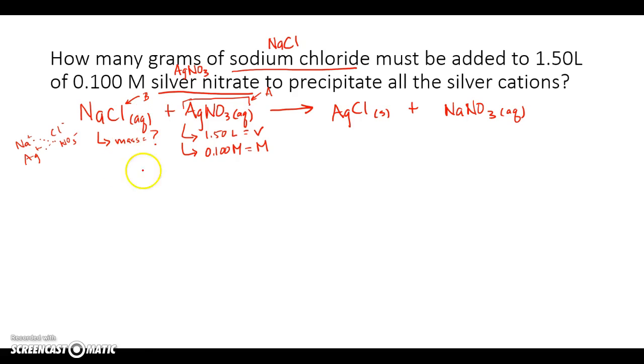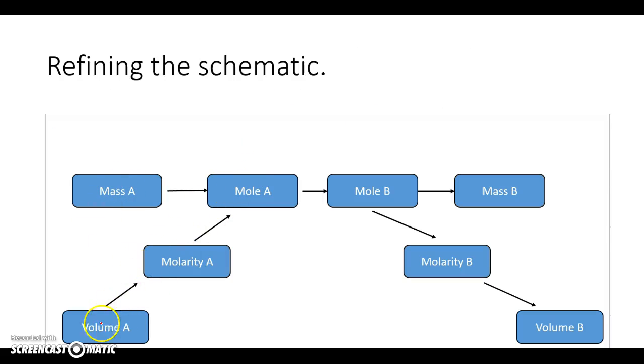So let's see how we can use that schematic to work our way through this. So we're at A right over here, and it looks like we have volume and molarity, and we want to go to mass B. So the schematic we would use is we'd start with volume here, and then move to molarity. Molarity will let us move to moles. Mole A will allow us to get to mole B, and lastly we can get our answer of mass B. So this is the schematic we'll be using, so let's write that down for ourselves.